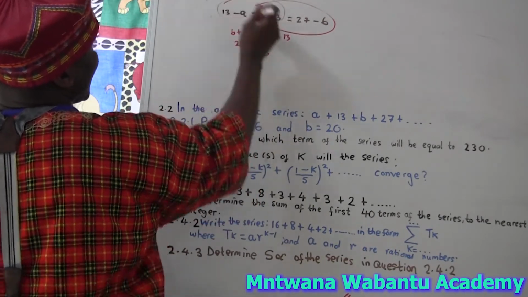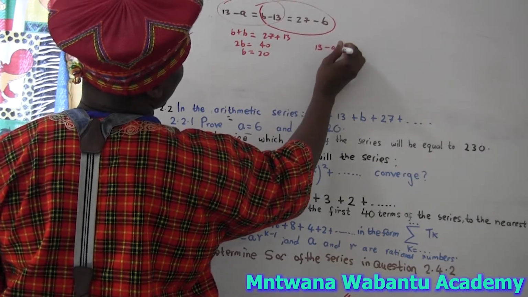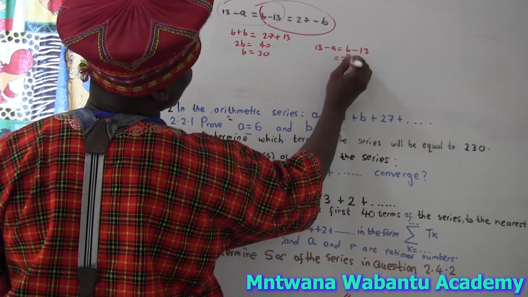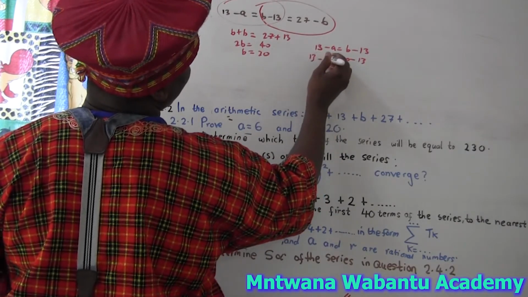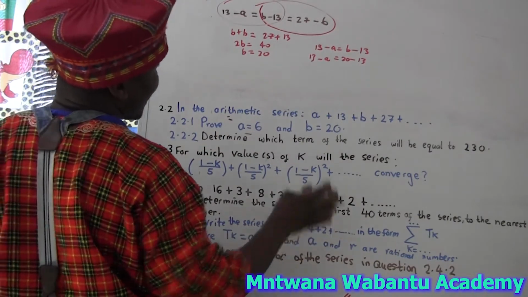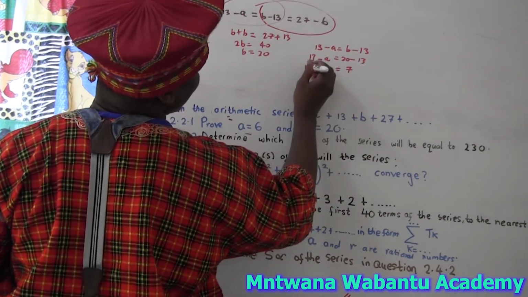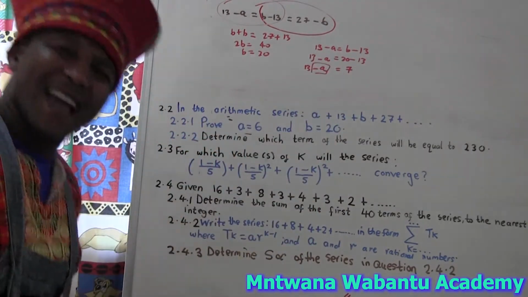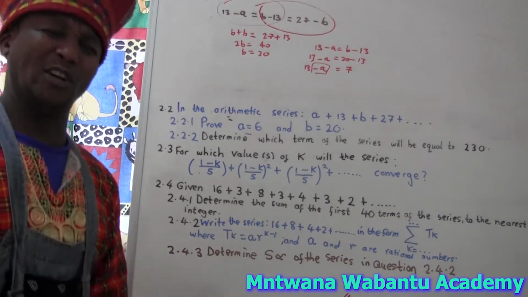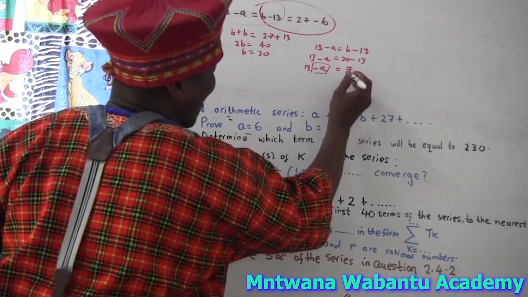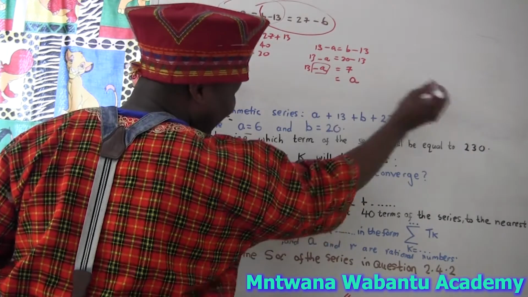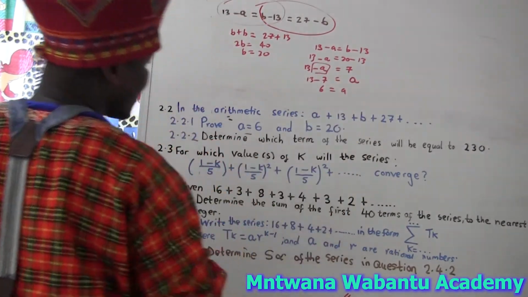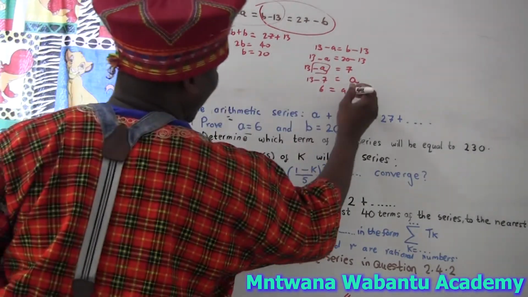Now I'm going to take this and this to get A. So I'm going to say 13 minus A equal to B minus 13. We know B equal to 20, so this is 20 minus 13, which gives us 7. So 13 minus A equals 7. I hate negative, man, so this A is going to go over and become positive, and the 7 goes across: 13 minus 7 equals 6, so A equal to 6. Oh, we got it. Yeah, we proved it.